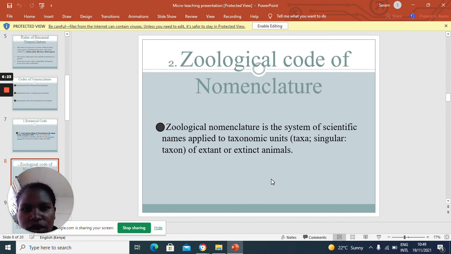Yes, teacher. Thank you. We go to the next slide, which is Zoological Code of Nomenclature. And zoology is the study of animals, and therefore Zoological Code of Nomenclature is the code used to name animals. Therefore, we are saying zoological nomenclature is the system of names applied to taxonomic units of extant and extinct animals. Extant animals are the animals that we currently have, while extinct animals are the animals that are already phased out.